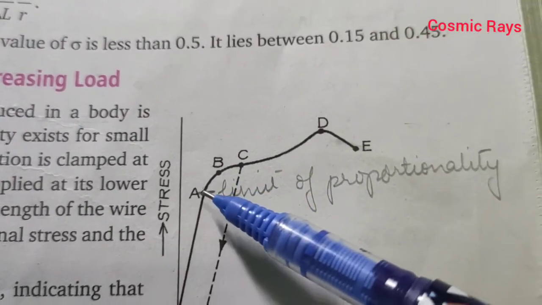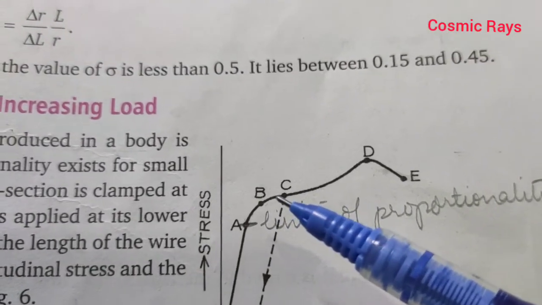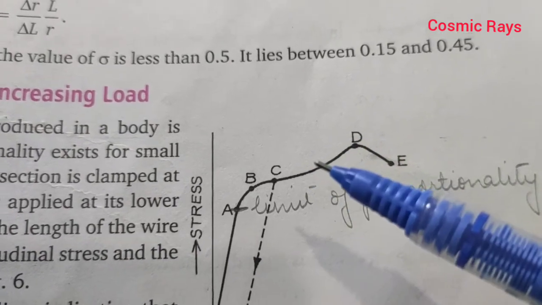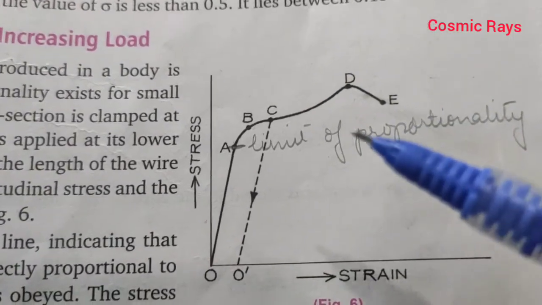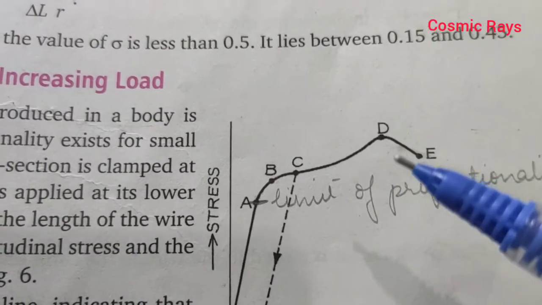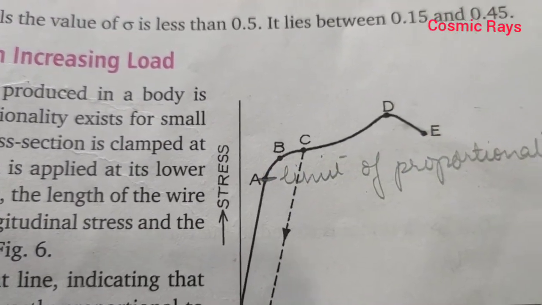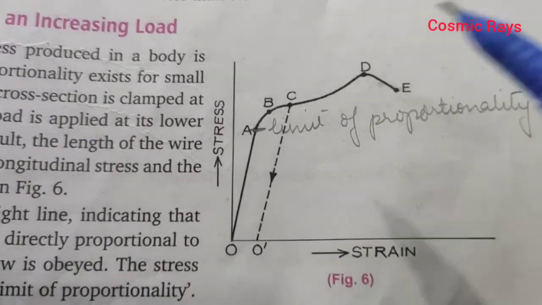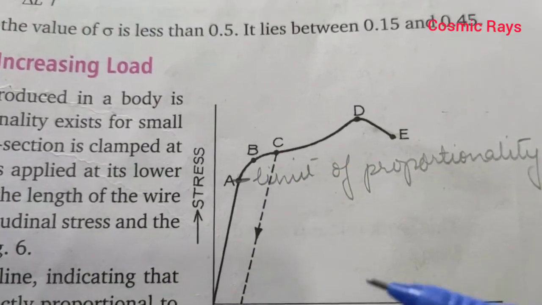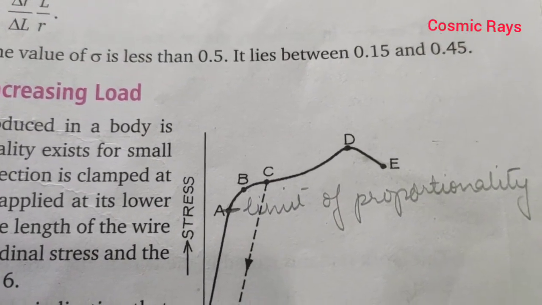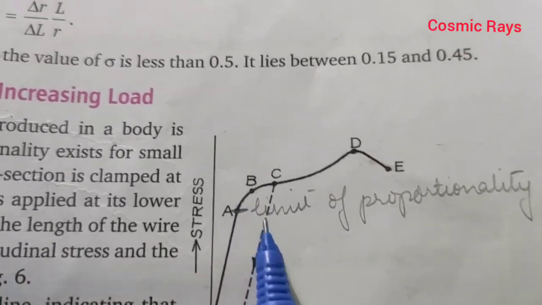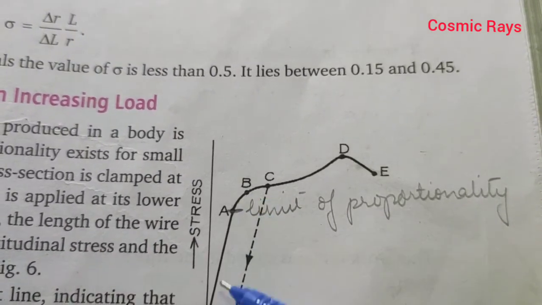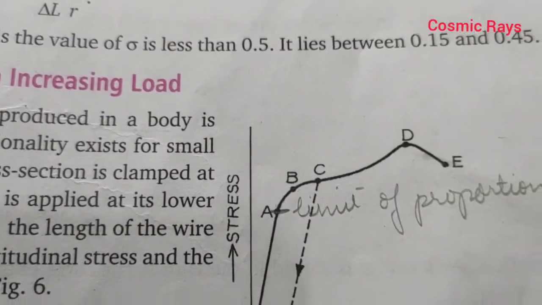So what we find is, beyond point A, if we continue to increase the load, the increase in length will not be proportional to the force that we have applied, but the increase in length will be greater than what load we are applying. But still up to point B, the elastic property will remain, and point B will be known as the elastic limit, and from O to B is known as the elastic region.